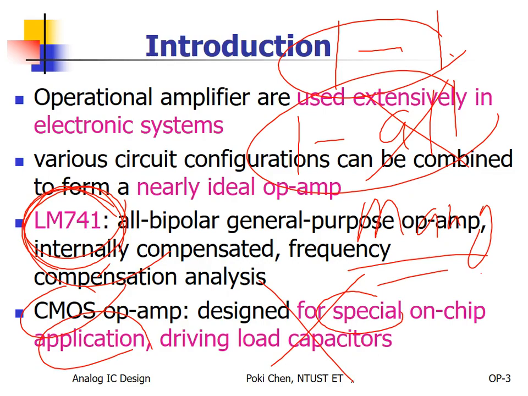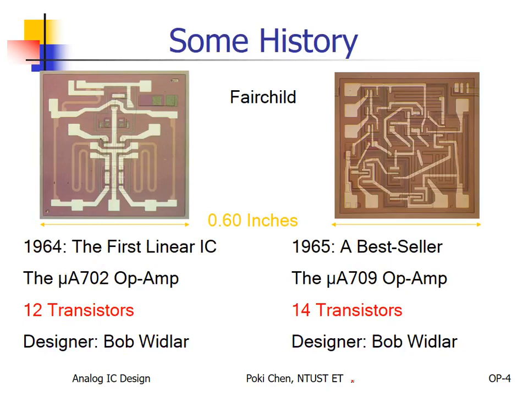No, it never existed on Earth, especially for analog IC design. So some of the history: in 1964, wow, it's already more than 50 years ago, we had the very popular first linear, meaning analog. That is the first analog IC on Earth.